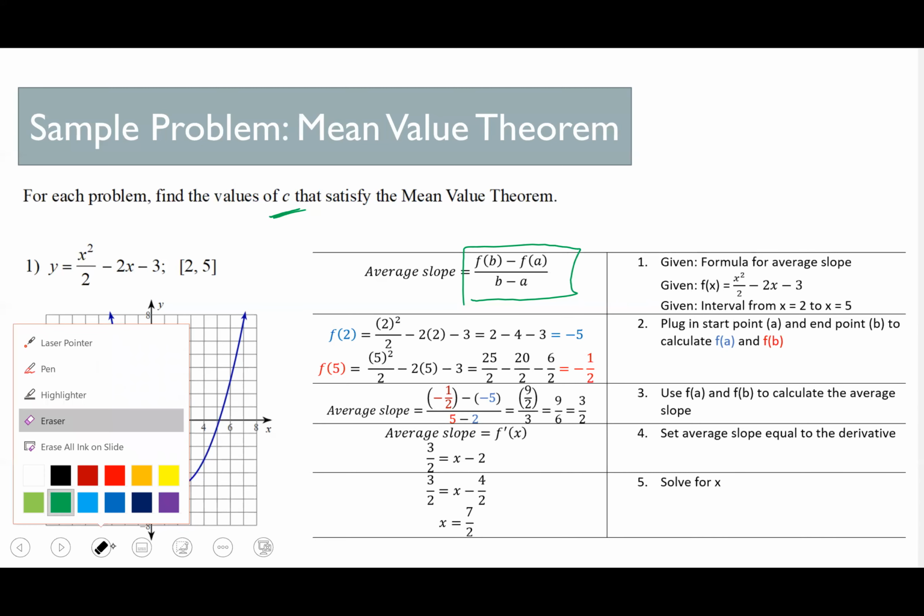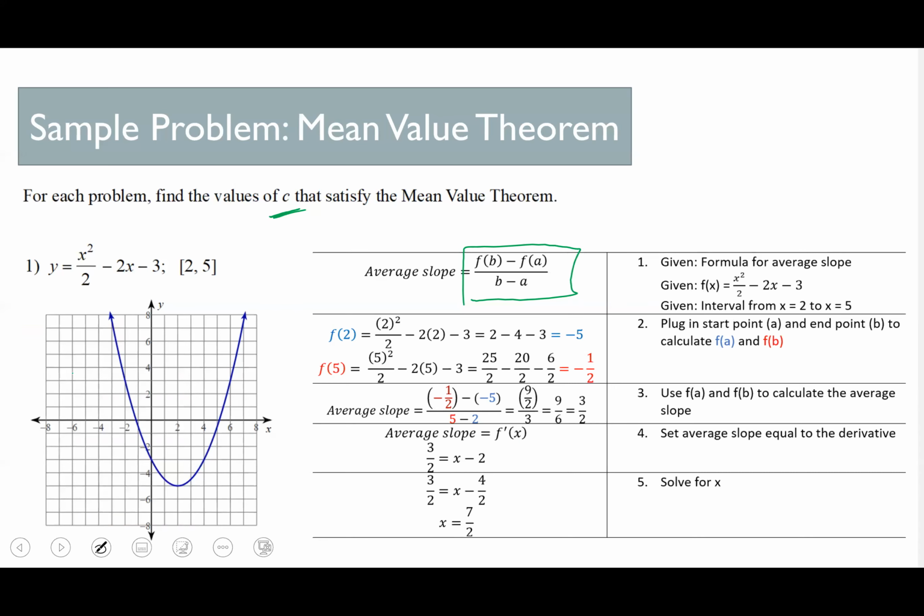So the 2 and the 5 are both, the f of a and f of b are always about the x-axis, right? There's no y here. So our x values are a and b. Our y values are what happens when we plug it in. So our y value would be f of b or f of a. I see, okay. But the 2 and 5 are the x values. Yes.